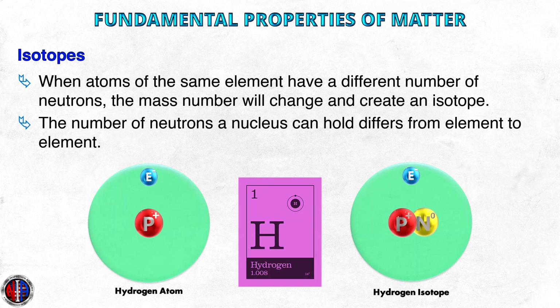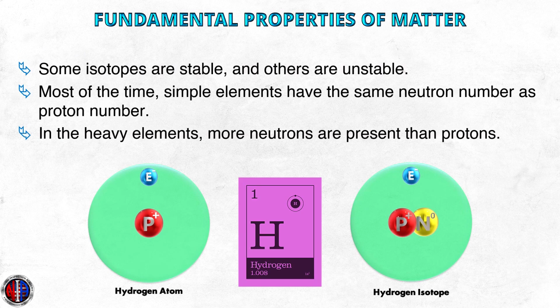Isotopes. If atoms of the same element have a different number of neutrons, the mass number will change and create what is called an isotope. The number of neutrons a nucleus can hold differs from element to element. Some isotopes are stable and others are unstable. Most of the time, simple elements have the same neutron number as proton number, but in the heavy elements, more neutrons are present than protons. The number of neutrons is important to balance the stability of the nuclei.